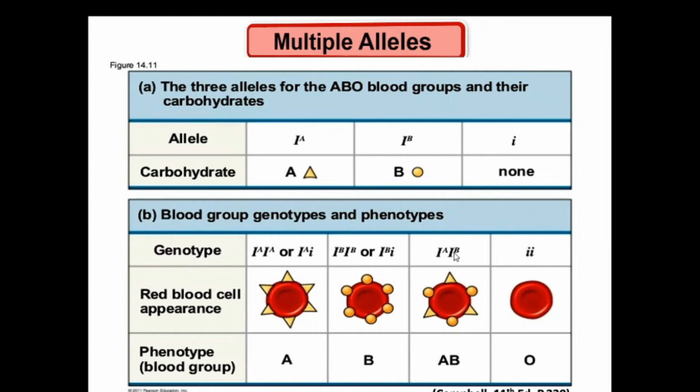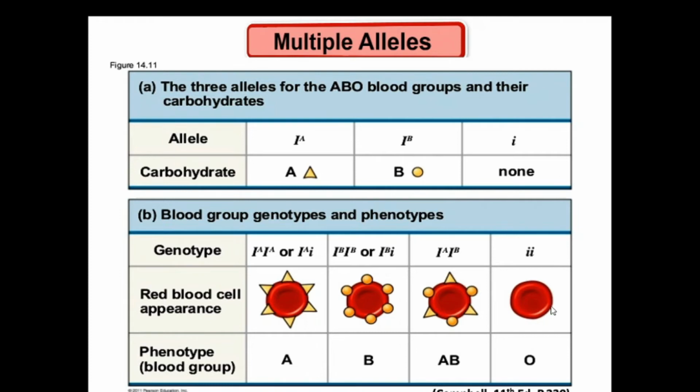Okay, and for the individuals with the phenotype of blood group AB, the only possible genotype would be IAIB, where you can see the appearance of the red blood cell will be a mixture between the carbohydrate of A and also B. You can see the mixture of the triangular and also the circle here on their red blood cell. All right, so that is how the AB blood group red blood cell will appear.